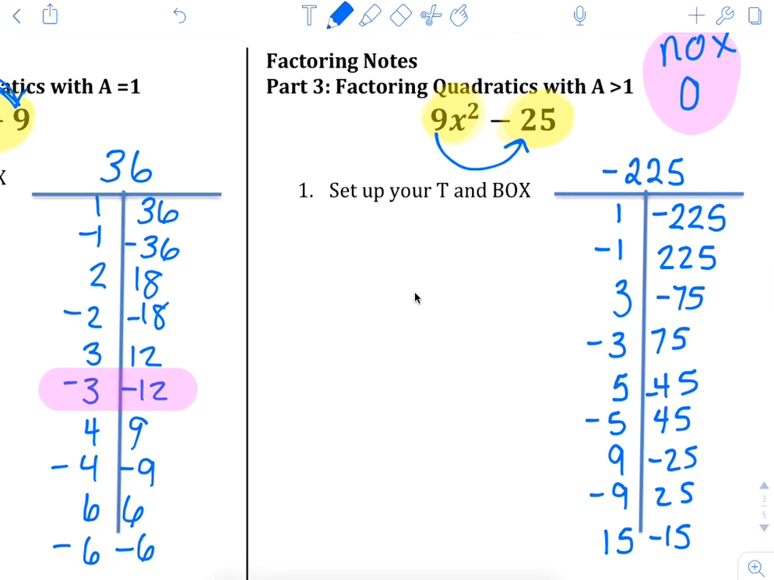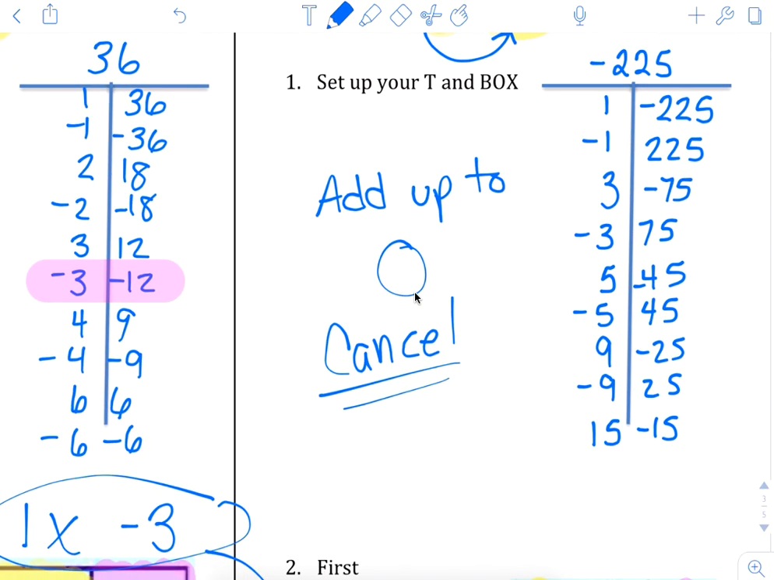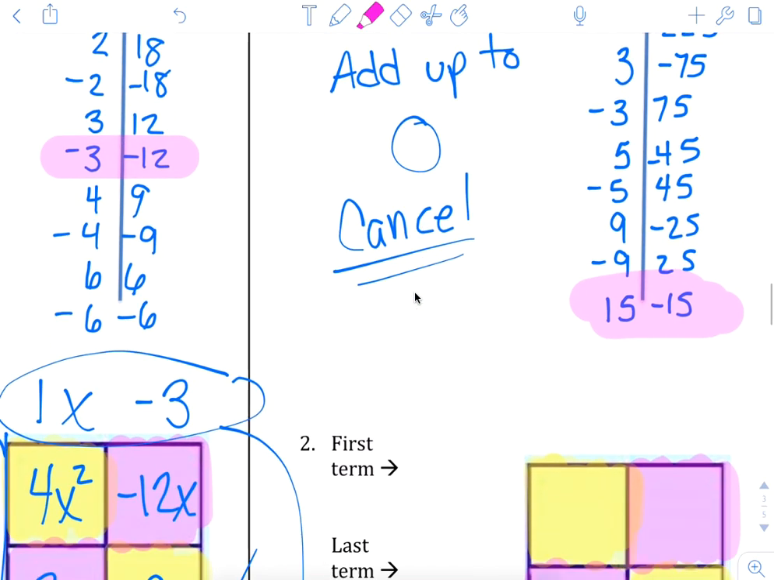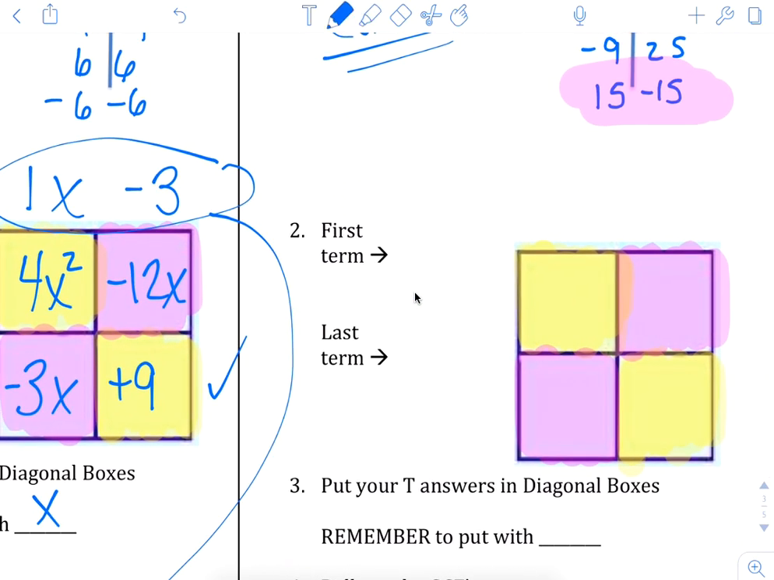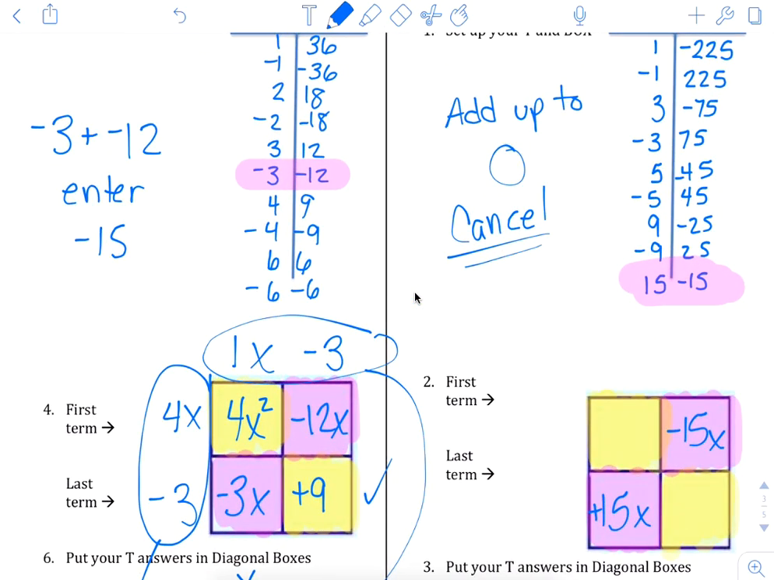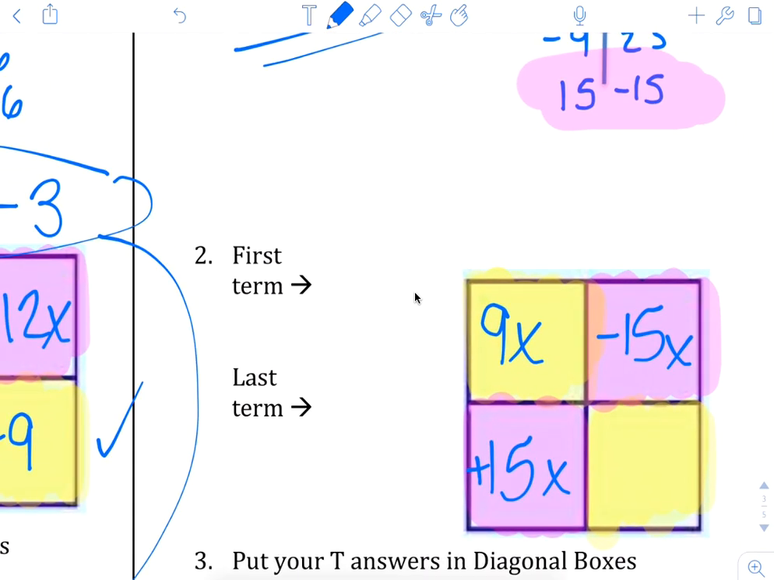If you are looking on this problem, you want your numbers to add up to 0. So basically you need them to cancel. Which numbers, if we added them together, would cancel out? Hopefully you see that last pair down here, 15 and -15. So those are the numbers we're going to use as we put them into our box. We're going to take that 15, that's a positive, and that -15 and put them into our diagonals with the x's. Our first term, way up at the top, 9x squared, he's going to go in our first box. And that last term, negative 25, he's going to go in our last box.